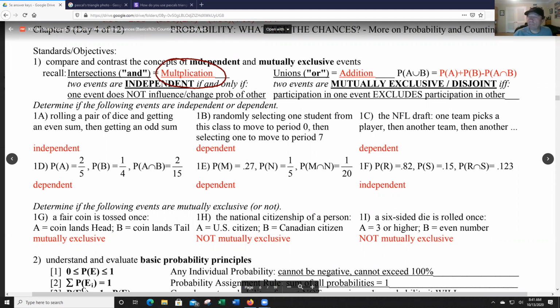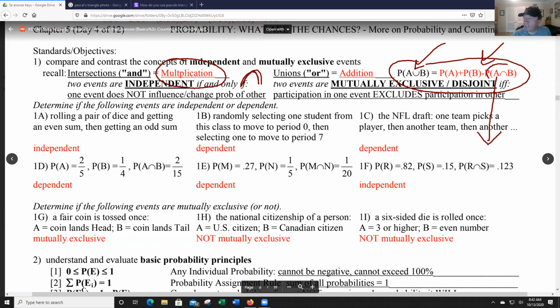Now, this is a pretty important formula for OR. Remember, OR has the union symbol, which is the U, so to speak, while intersection has this symbol right here, okay? And the formula is probability of A plus B minus their intersection. And we talked about this in the previous video.